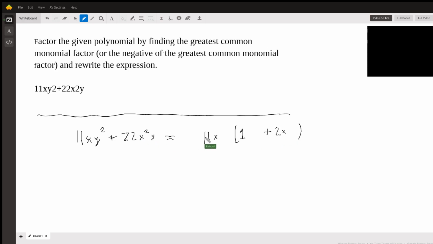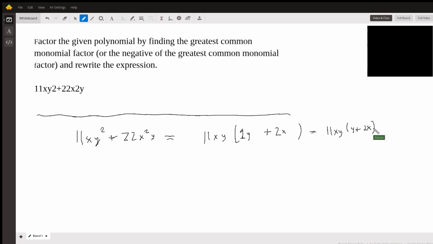And then the last one is the y. And here, I'm going to need a y because when I distribute this y against the first term here, I want a y squared. And then when I distribute the y against the second term, I don't want anything, just a y. And that's our answer. Now, most people would clean this up a little bit. They would say, oh, it's 11xy times y plus 2x.